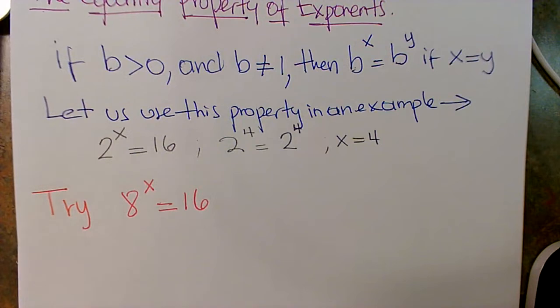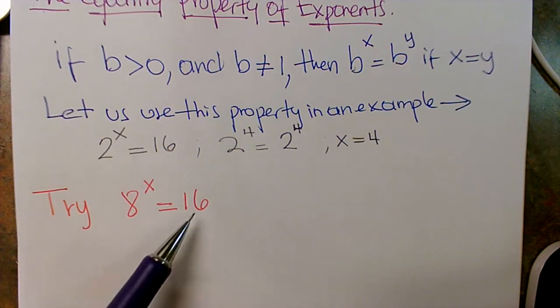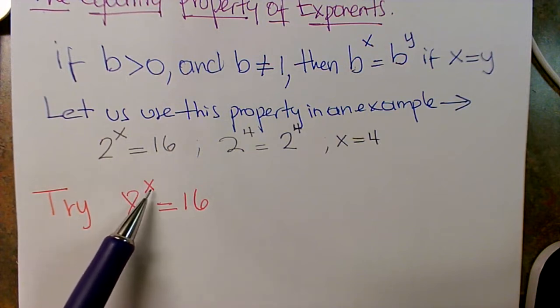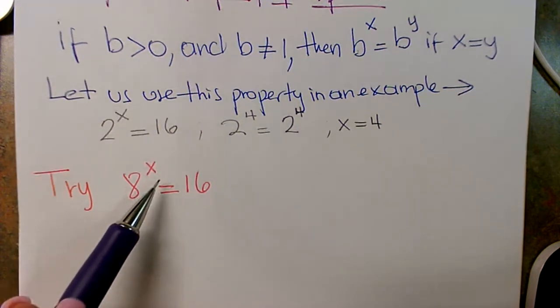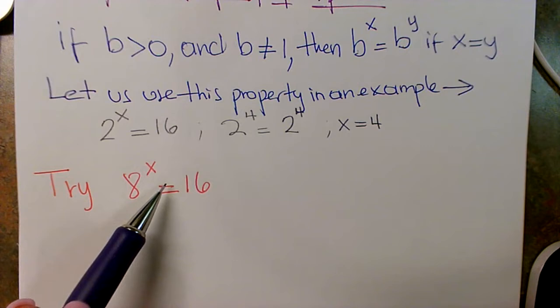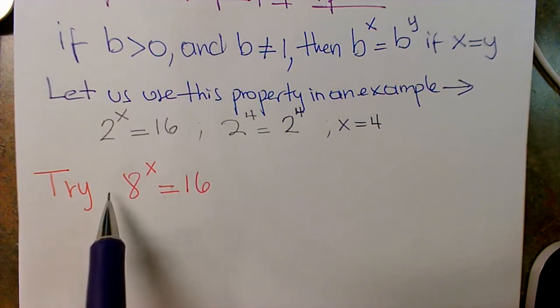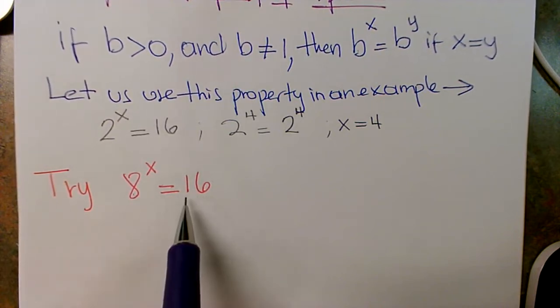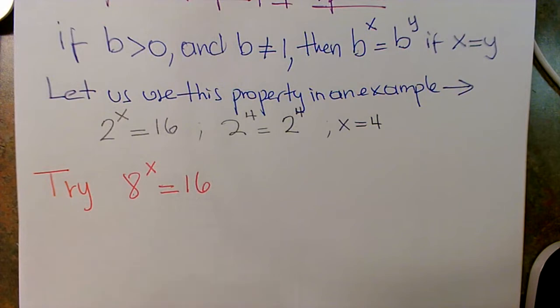So now it's not so obvious, right? What power must we raise 8 to, to give us 16? It's not going to be 2 because 8 times 8 is 64. So it's not that obvious anymore. So what we need to do first is rewrite the left hand side and the right hand side with common bases. Let me write that down.